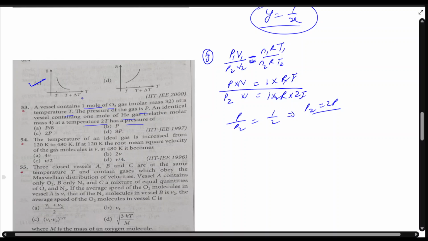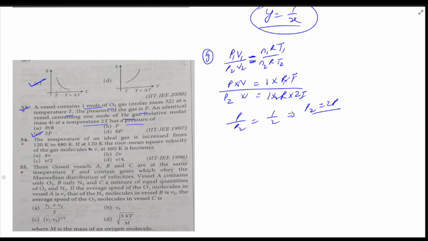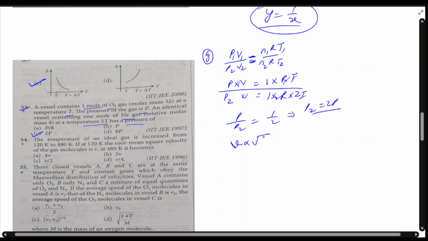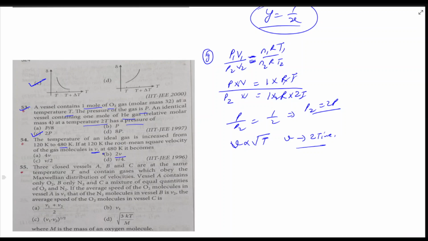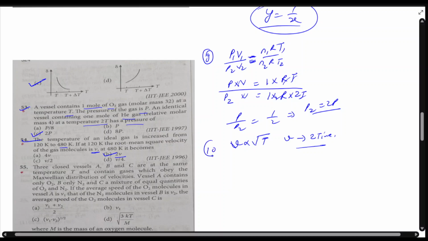Right? Now the next one: for an ideal gas, the temperature is increased from this to this, and the root mean square speed is this. So we know velocity is proportional to root T, right? If temperature is increased 4 times, velocity will increase 2 times, right? It was initially V, now it will be 2V. Okay. So you don't even have to solve them.